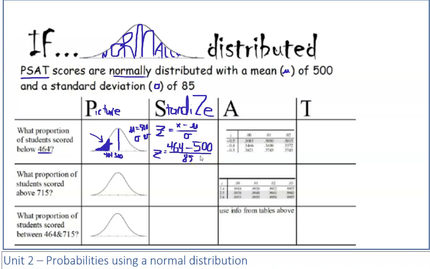Negative 36 divided by 85, which apparently is negative 0.41. And I say that because I included a table where a Z-score, it looks like I'm looking up negative 0.41. Check with my handy dandy calculator, and it turned out to be negative 0.42. All right, so there's this table that we can ask, so we can ask the table.